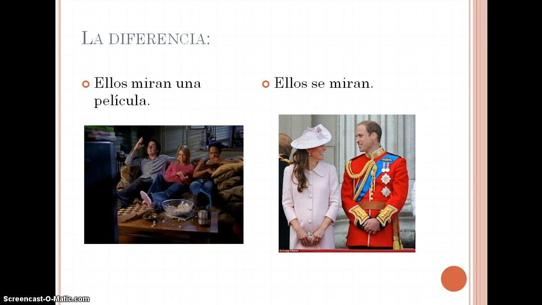Here's a difference between a verb that is not reciprocal and then the reciprocal reflexive. You can see ellos miran una película and ellos se miran. They look at each other. And again, as we look at the list of common reciprocal reflexives, you will see that most of them are also non-reciprocal reflexives that you are probably familiar with.